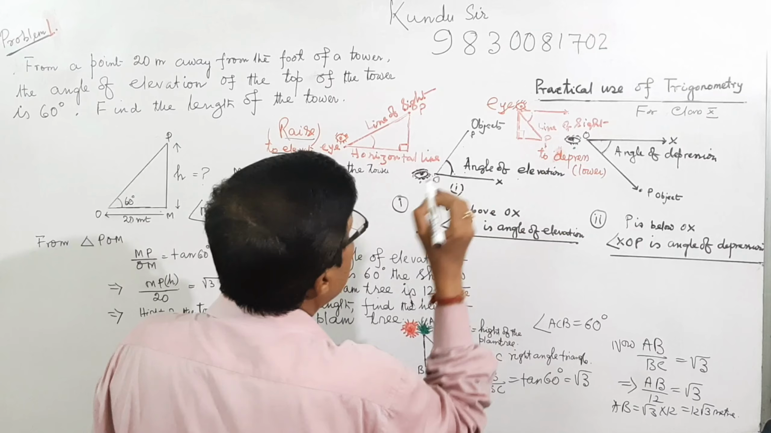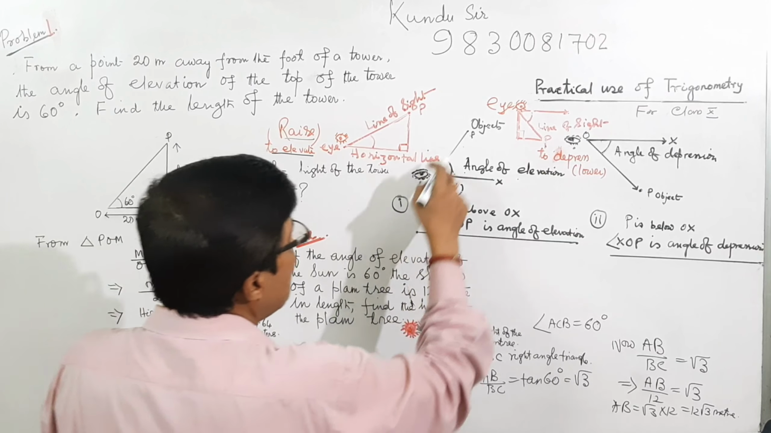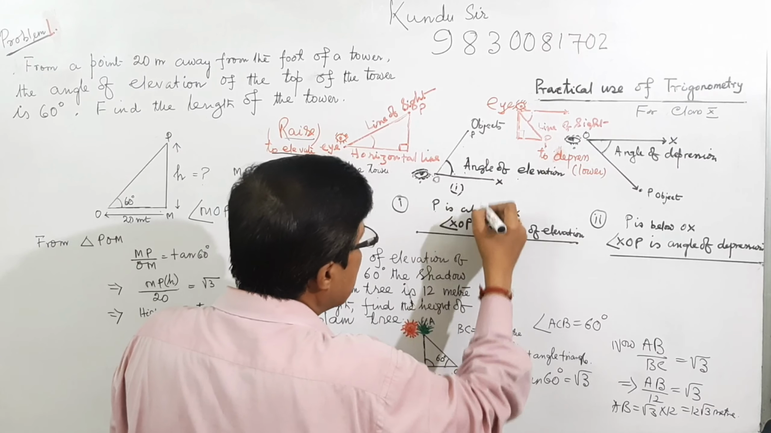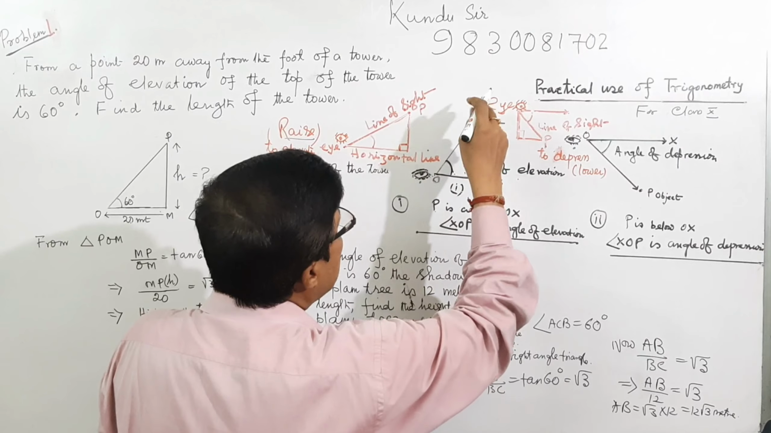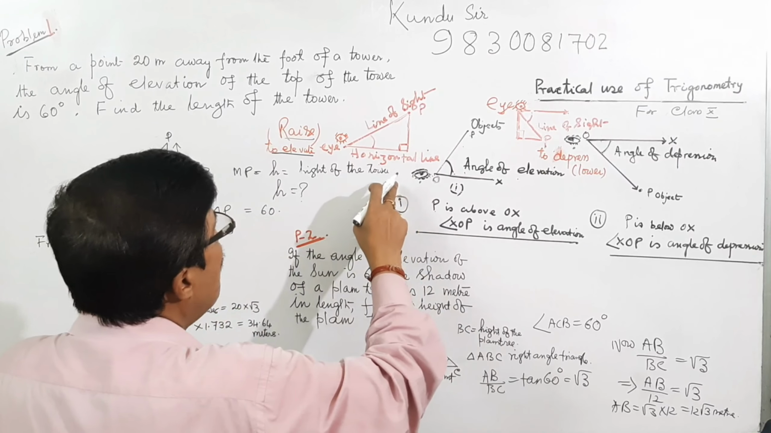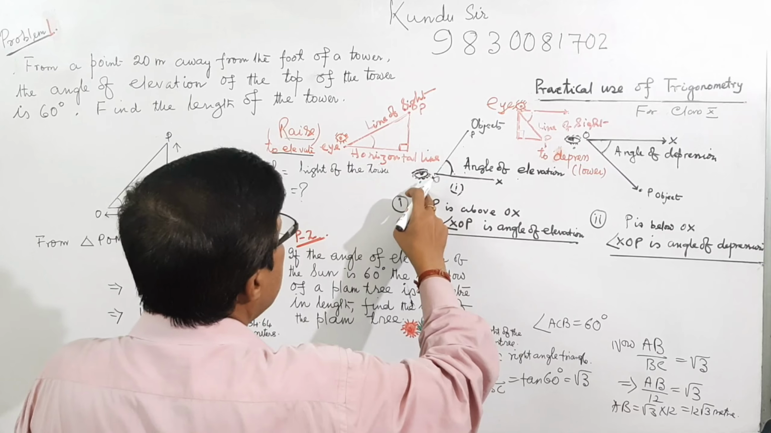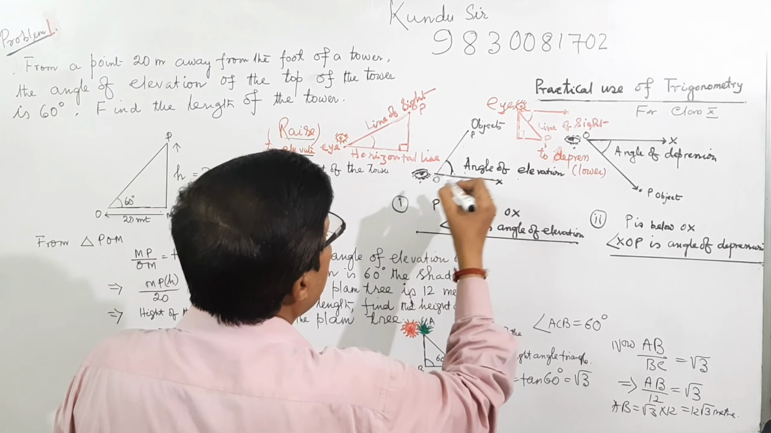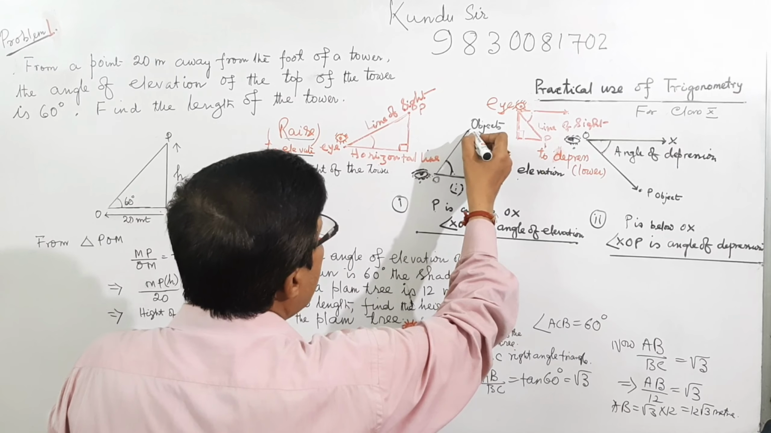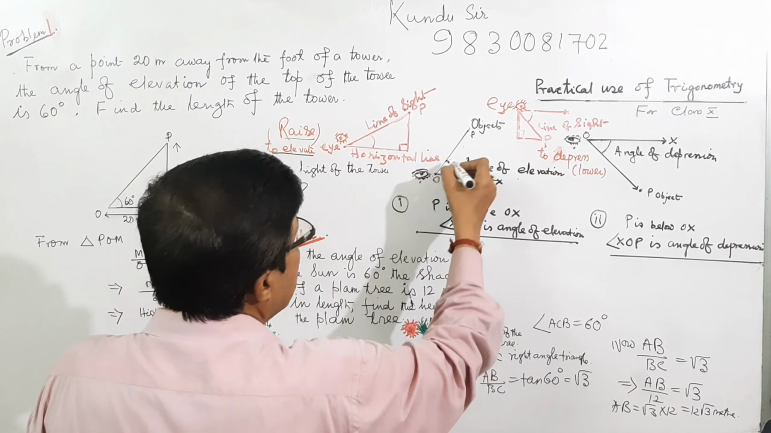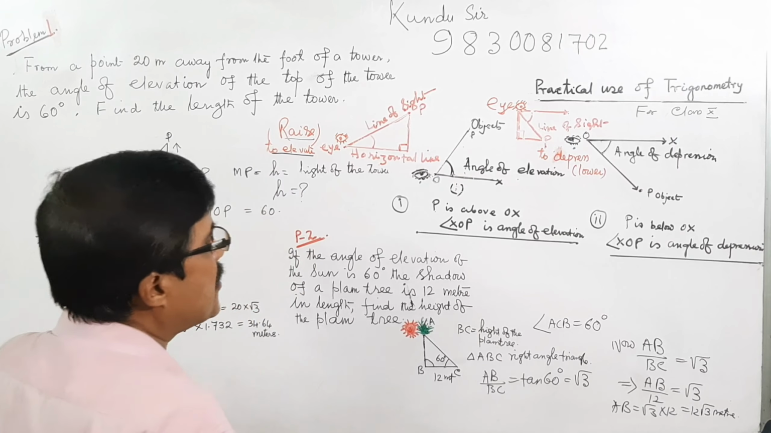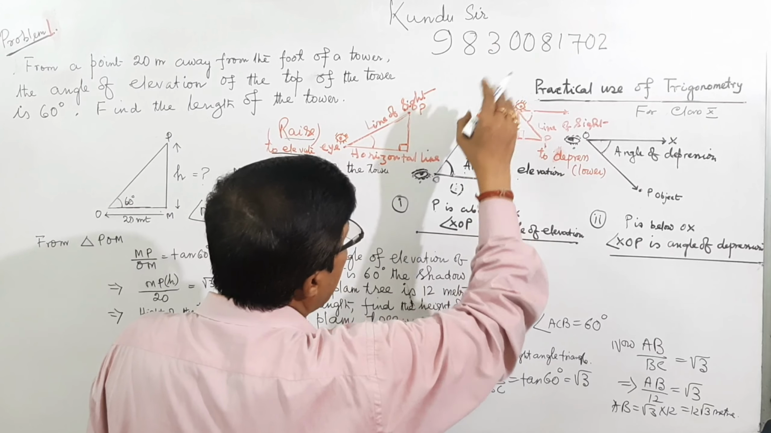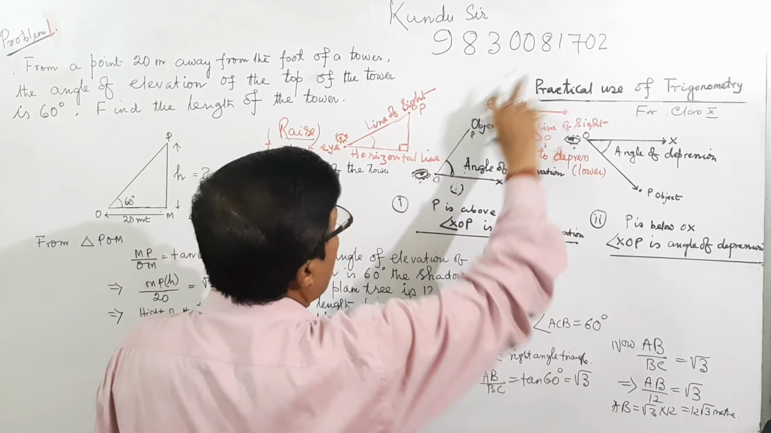It is the horizontal line OX. It is the angle of elevation, and P is above the axis. There is an object and someone wants to see it, raising his eyes, and the angle created between the horizontal line and the line from O to the object is called the angle of elevation. The angle of elevation is always above the horizontal line or plane.